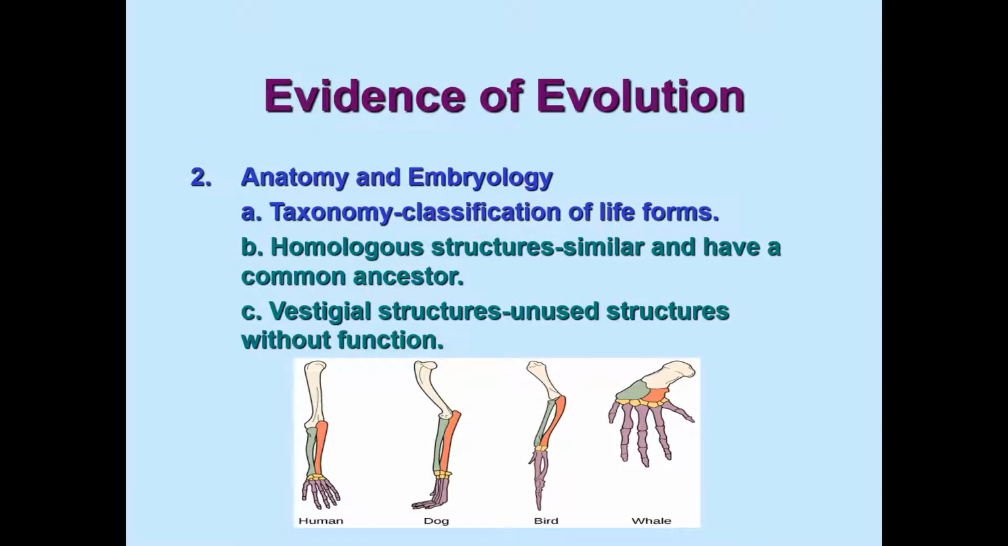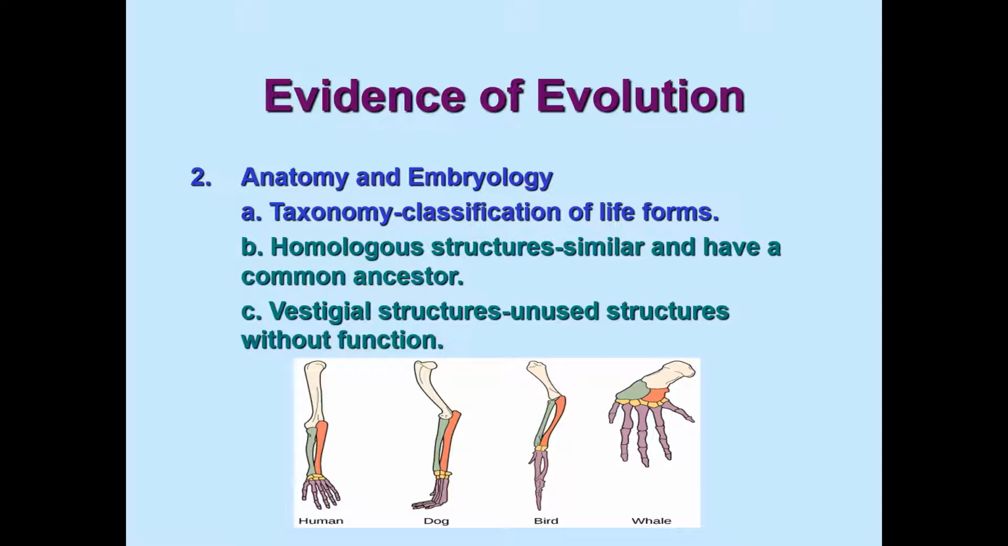And then second up, another evidence of evolution, we can look at anatomy and embryology of these fossils. Just one definition that's good to know, taxonomy, that's just the classification of life forms. We'll talk about that more in chapter 12. You can look at homologous structures, which are similar and have a common ancestor.